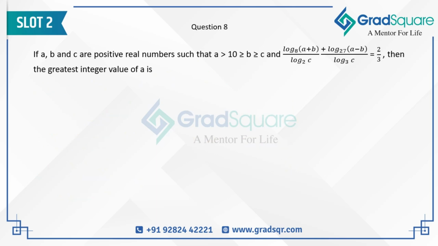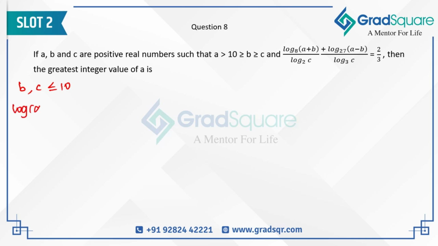So in this question, A, B and C are positive real numbers such that A is greater than 10, greater than or equal to B, greater than or equal to C, and a logarithmic expression is equal to 2 by 3. Then the greatest integral value of A is the question. So from the given information, I know that B and C can take a maximum value of 10. And I want to modify the given expression to solve for A. So I can write the given expression as what?